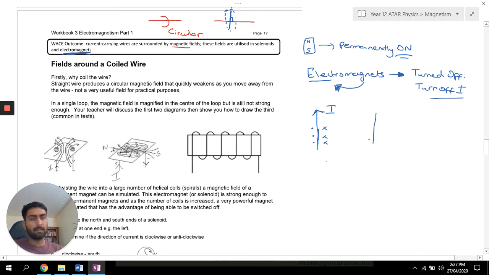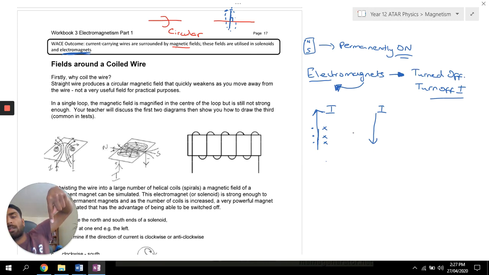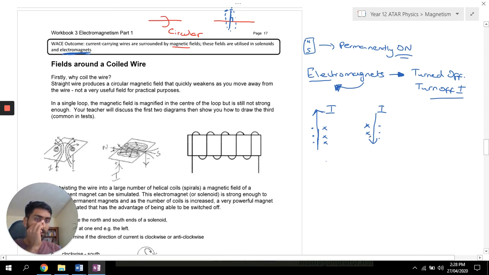If you had the same with conventional current going down, then the field would look like this. It's going around this way. So you would draw it so that at this point it will be coming out of the page, at this point going into the page, which is a cross: out of the page, into the page, out of the page, into the page. For the length of that wire, there'll be circular fields all the way along. So we're happy with that idea.